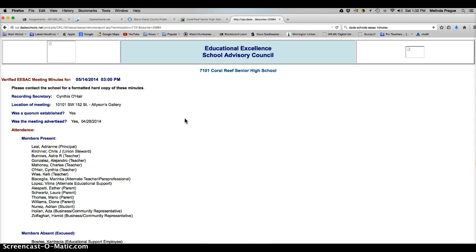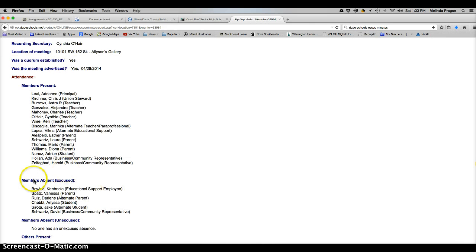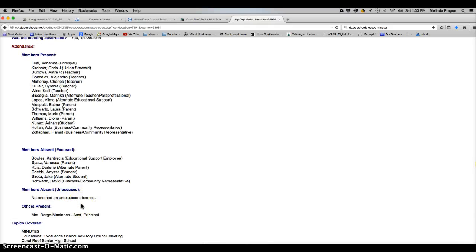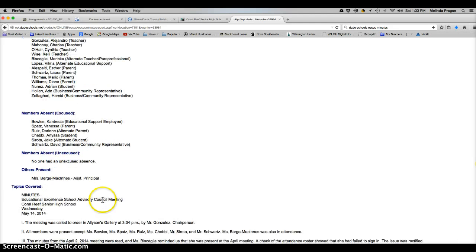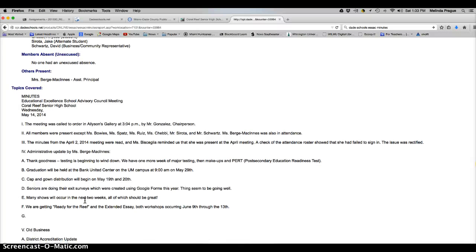Most of the minutes look exactly like this from the different schools because they are using a template. Who the secretary is, where the meeting was held, if there was a quorum, was it advertised, and when. Who is present, and you can see we have representatives of the principal, teachers, paraprofessionals, parents, a student rep, and community reps. People who were absent and excused, no one had an unexcused absence. Anybody else who was present, and what was covered. So let's take a look and see what was covered in this meeting.